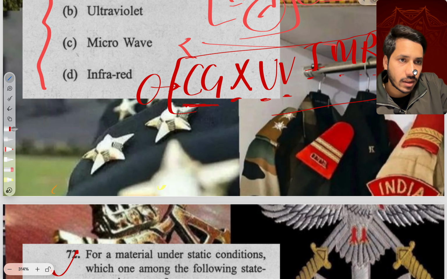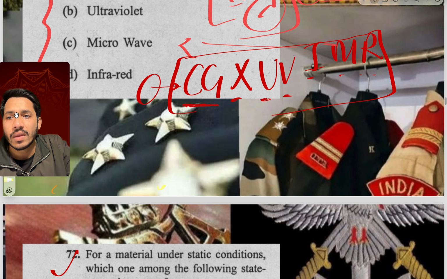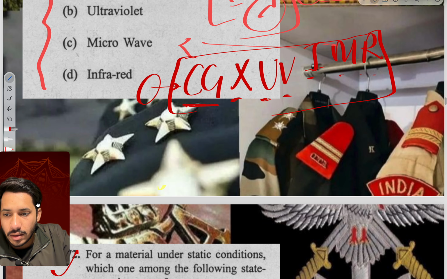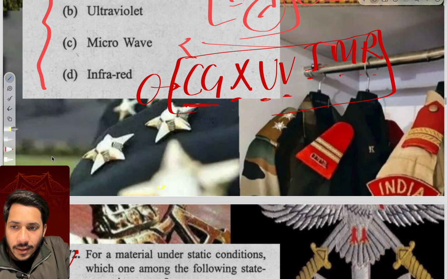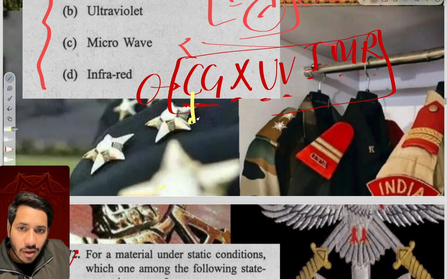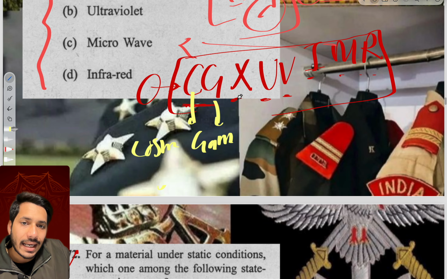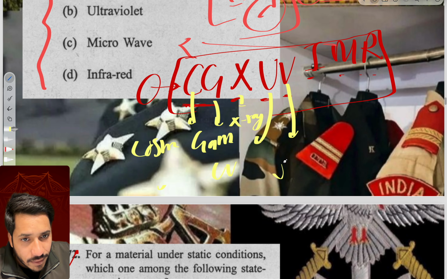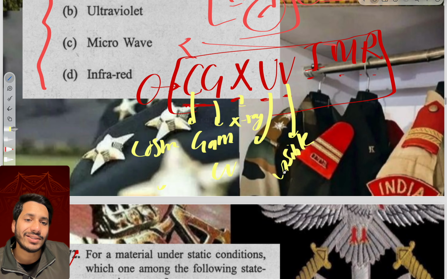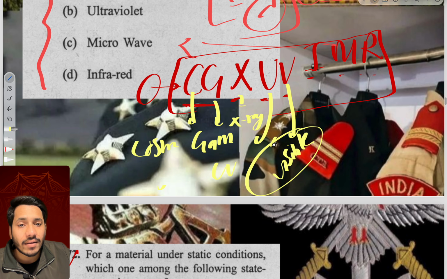Whatever is written here, you will see one very important thing. C stands for cosmic rays, G is gamma rays, and X is X-ray. You all know the X-ray is one of the important uses in medicine. U is ultraviolet radiation, and V is the visible part of the electromagnetic radiation. It is very important because it is the only part of the electromagnetic radiation which is visible to us.